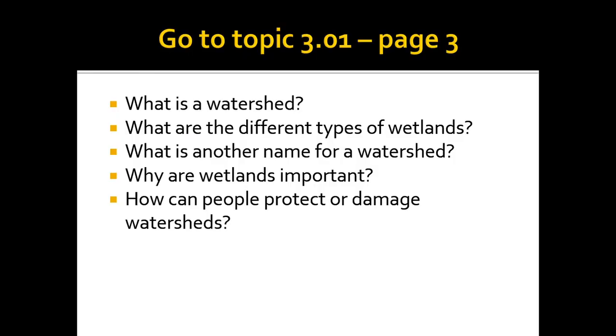Now, please go to topic 3.01, page number 3, and answer the following questions. What is a watershed? What are the different types of wetlands? What is another name for a watershed? Why are wetlands important? And how can people protect or damage watersheds? All of these questions have to be included in your summary in the Word document that you downloaded at the beginning of the class. All right?